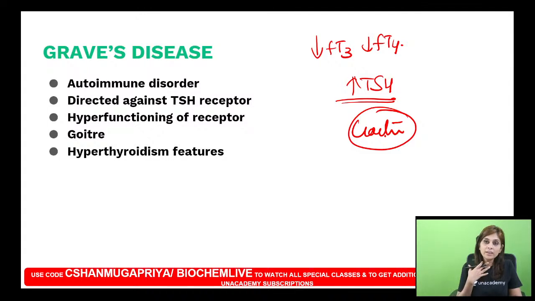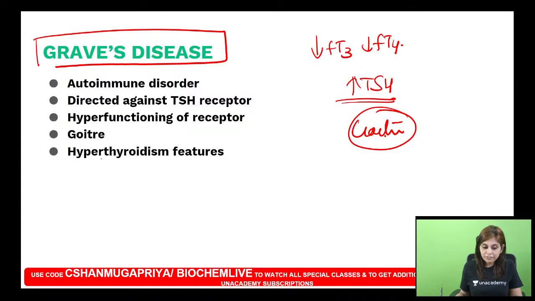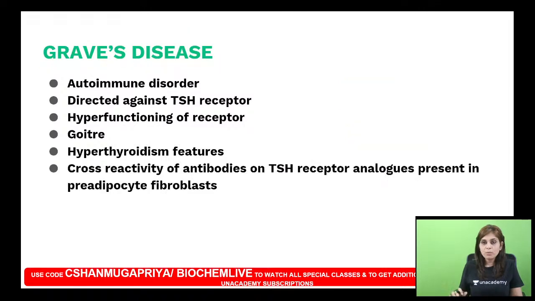But if you find goiter along with hyperthyroidism, what will be your suspicion? Yeah, you will suspect Graves' disease. And apart from this, these autoantibodies don't only go and bind to TSH receptors here. They also cross-react with TSH receptor analogs which are present in the pre-adipocyte fibroblasts. And some of these pre-adipocyte fibroblasts are present in retroorbital tissues.